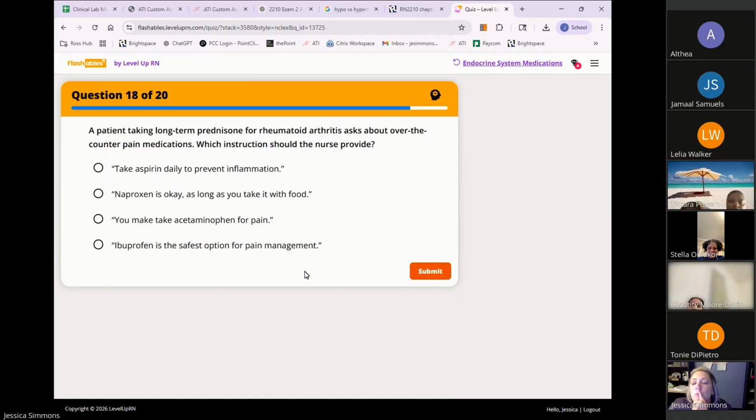Oh, naproxen is an NSAID, so that makes me want to change my mind. So I would think it's acetaminophen. No, I thought it was aspirin. But this is only asking for one, what you want to tell them, the education you want to give. Maybe I think B, it's acetaminophen. Yeah, I think it's B. I think it's acetaminophen too, because you may take acetaminophen for pain.